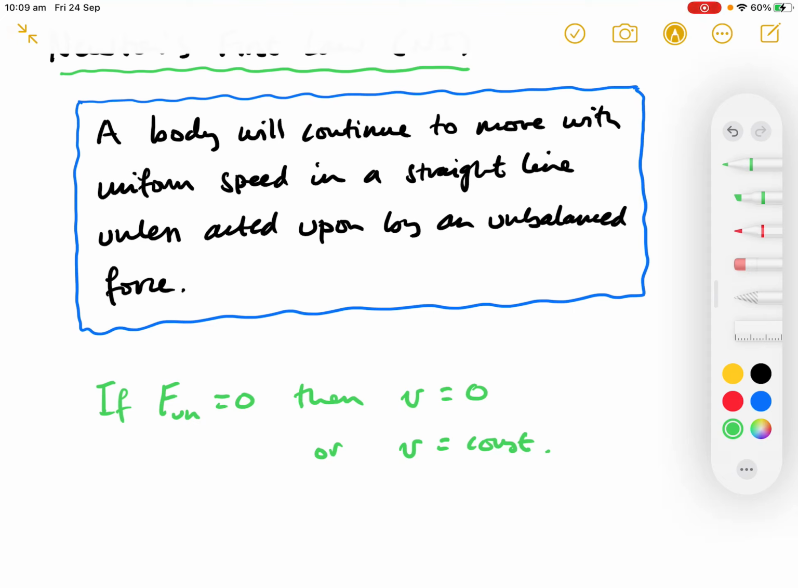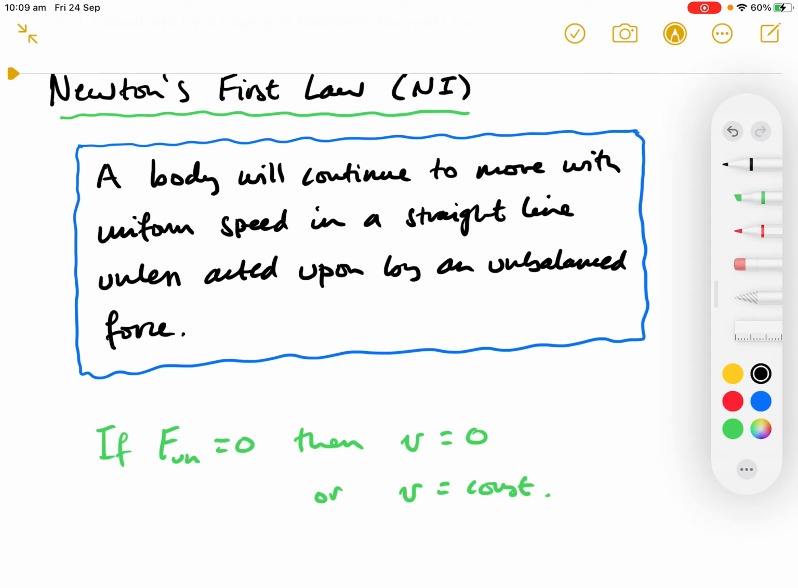Okay? So 0 forces on a body or 0 unbalanced forces on a body mean the body can only be in 2 states. It's either at rest or it's moving with a constant velocity. Constant velocity, of course, means constant speed or uniform speed in a straight line. Well, that is learning outcome number 1.